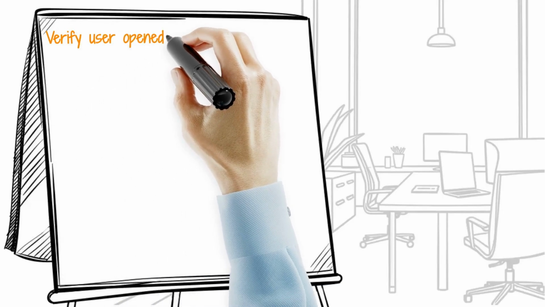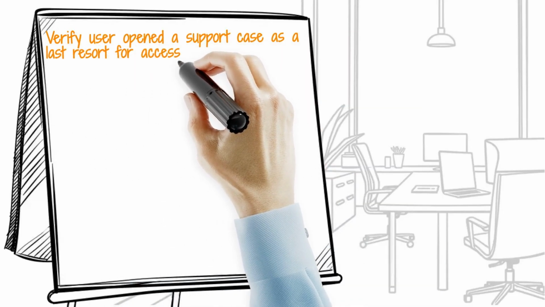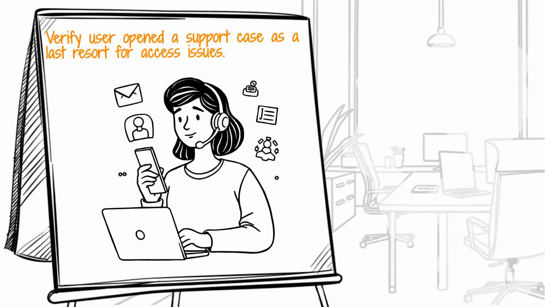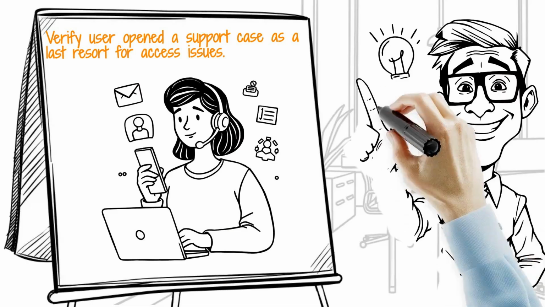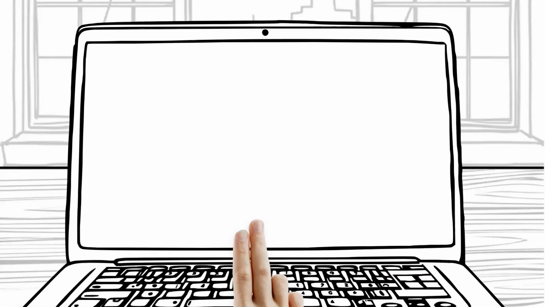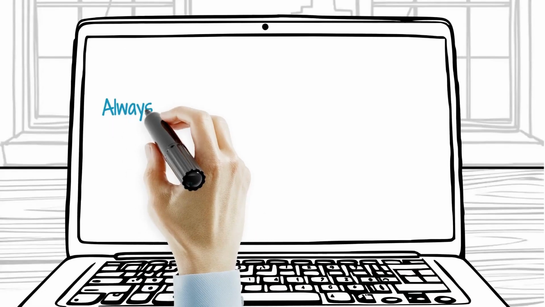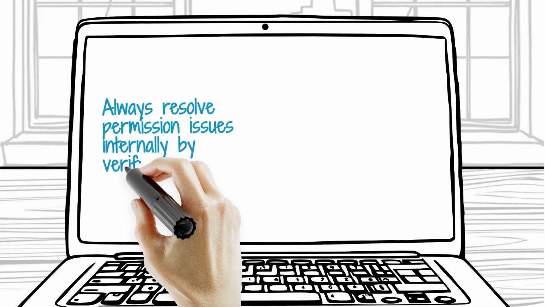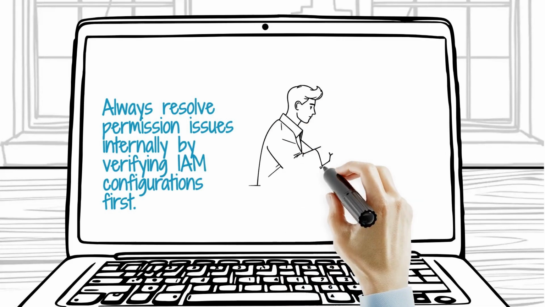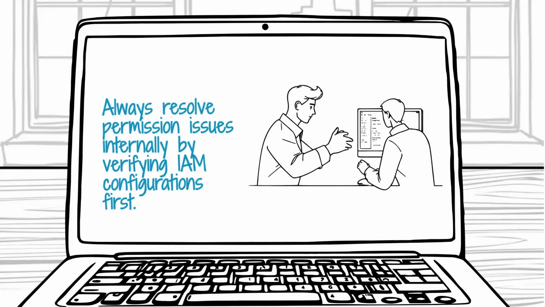D. Verify the user has opened a case with IBM Cloud Support to access the service instance containing the resource. Opening a support case is typically a last resort after you've exhausted your own troubleshooting efforts, not the first step. You should always try to diagnose and resolve permission issues internally first, as most access problems stem from incorrect IAM configurations within your account. Therefore, ensuring the user has the correct IAM permissions is the logical starting point for diagnosing IBM Cloud access issues.